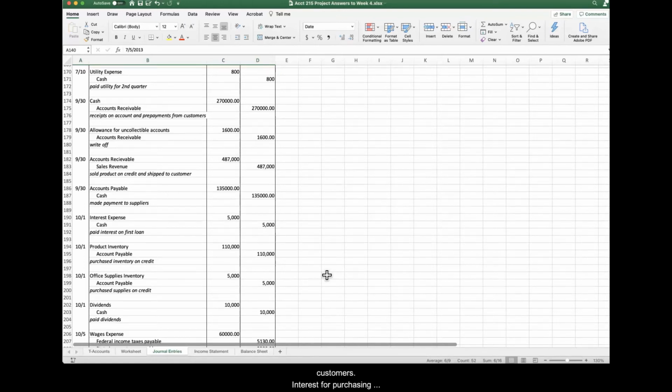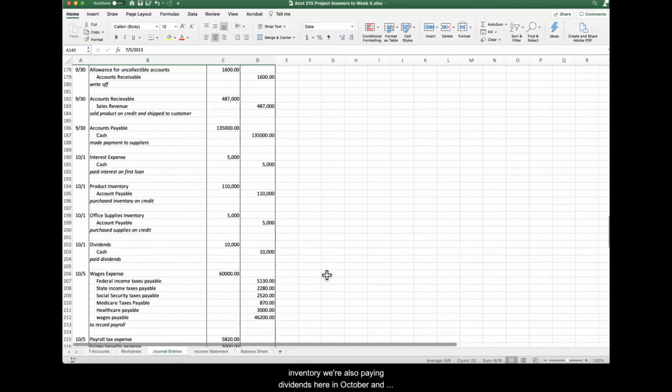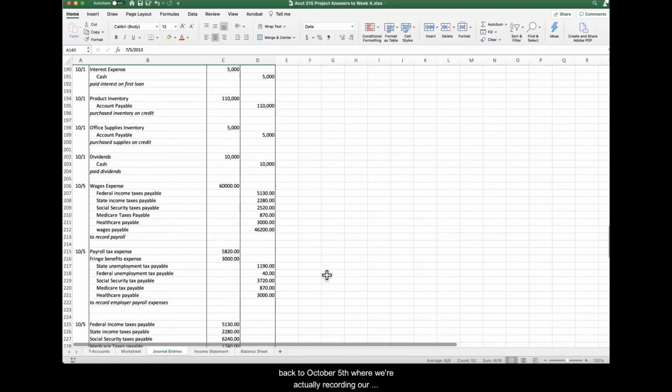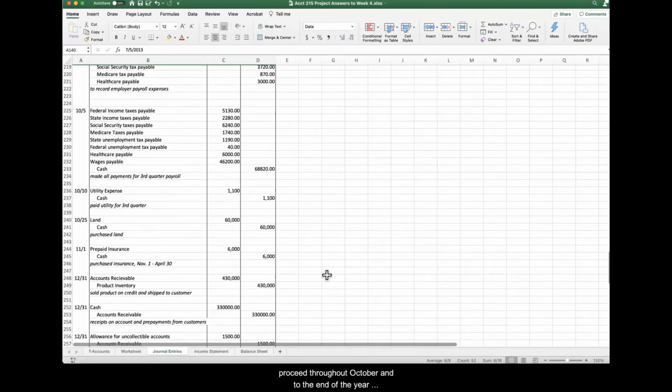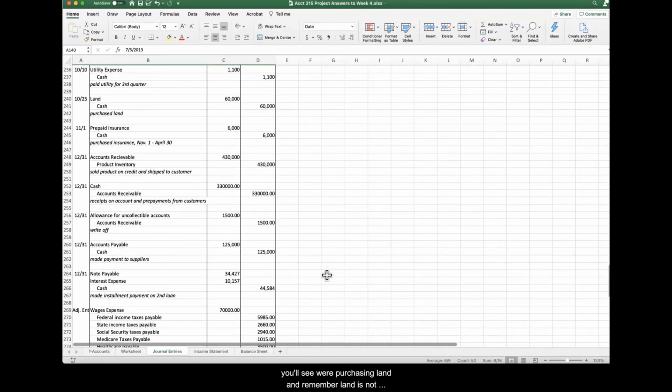Where we're receiving cash from customers, where we're paying interest, we're purchasing inventory, we're also paying dividends here in October, and back to October 5th, where we're actually recording our third quarter payroll. Again, these are probably the most complex entries that you will be doing. But then as we proceed throughout October and to the end of the year, you'll see we're purchasing land. And remember, land is not depreciable.